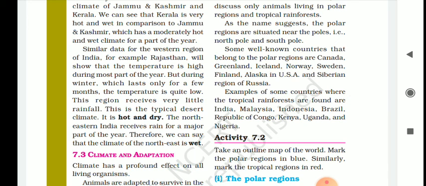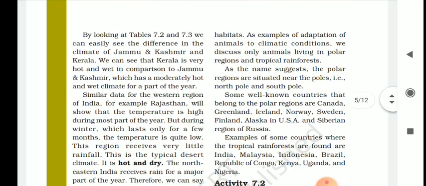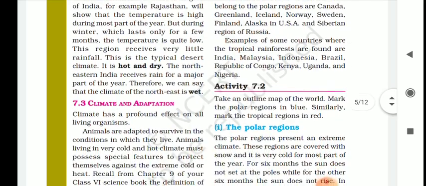We find out that it is hot and dry in the north of western India. You see that Rajasthan we call a desert; it is a hot and dry climate. And eastern India receives rain for a major part of the year. Therefore, we can say that the climate of the northeast is wet.